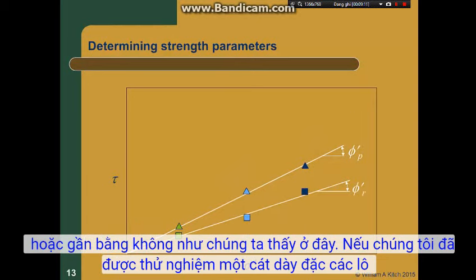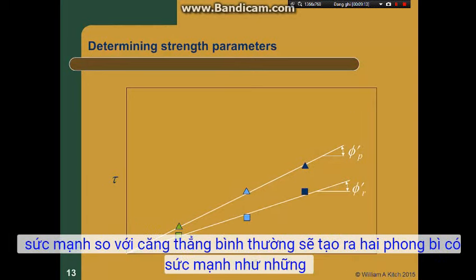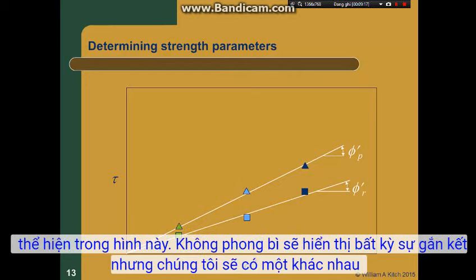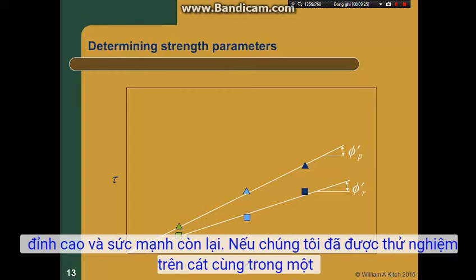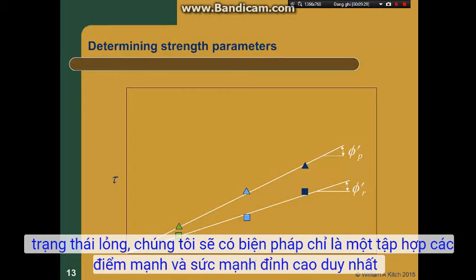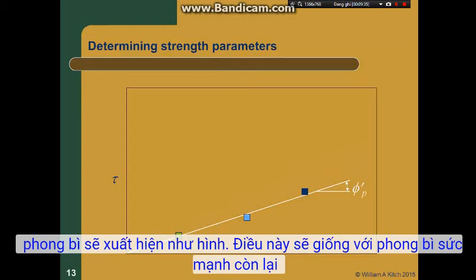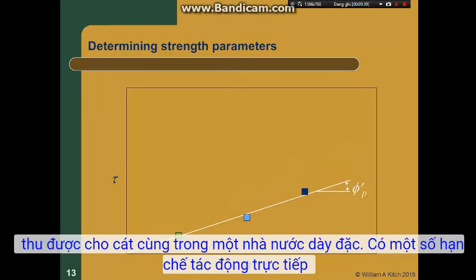If we had been testing a dense sand, the plots of strength versus normal stress would have generated 2 strength envelopes, such as those shown in this figure. Neither envelope would show any cohesion, but we would have different peak and residual strengths. If we had been testing the same sand in a loose state, we would have measured just one set of strengths, and the single peak strength envelope would appear as shown. This would be identical to the residual strength envelope obtained from the same sand in a dense state.